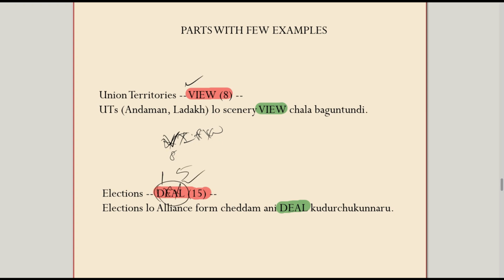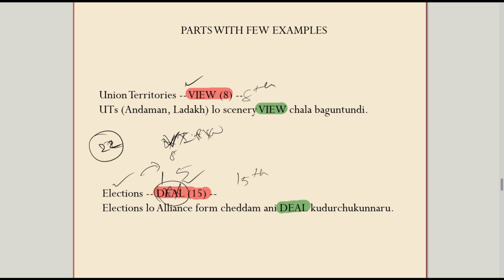So in this also you can see 1 5 after cancelling E, A, D, L: 1 5, elections. 15 is the part of the elections part in constitution. Elections is the 15th part in constitution. Union territories is the 8th part in the constitution. Okay, in this way you can remember the constitution parts also.